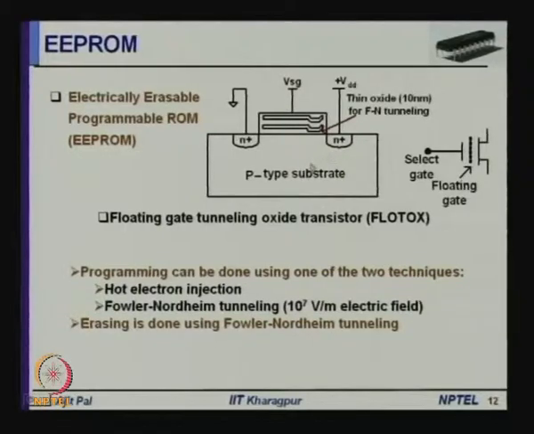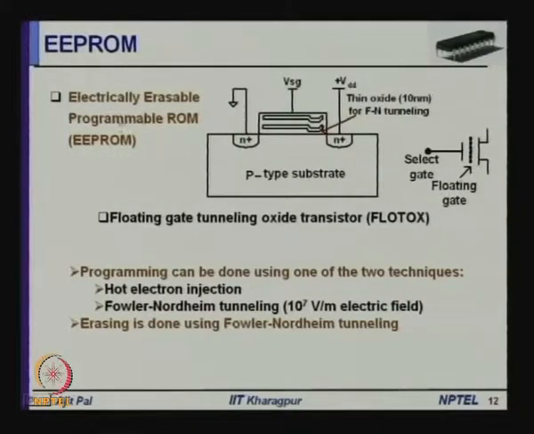Writing and reading can be done by grounding either the gate voltage or the source voltage. That means, whenever a high voltage is applied to the gate, electrons will tunnel to the floating gate, and if the source is grounded, the electrons will tunnel back to the source. This is how tunneling takes place in one direction or the other, and this can be used to implement electrically erasable programmable ROM. Programming can be done either by hot electron injection or by Fowler-Nordheim tunneling, but erasing is always done by using Fowler-Nordheim tunneling.